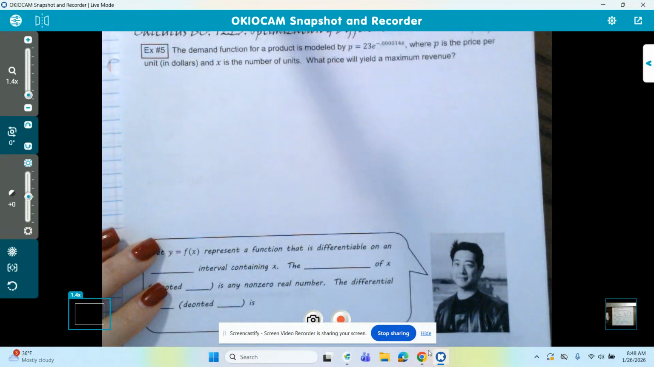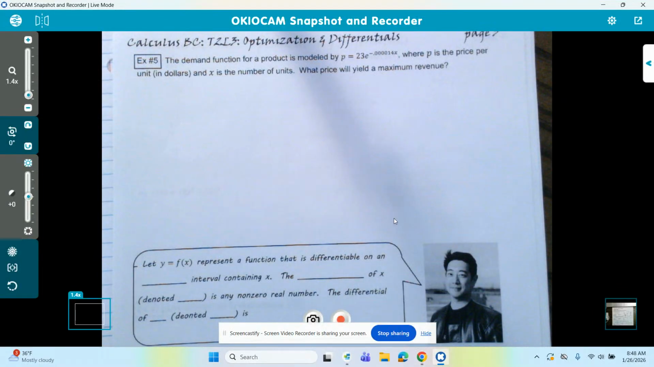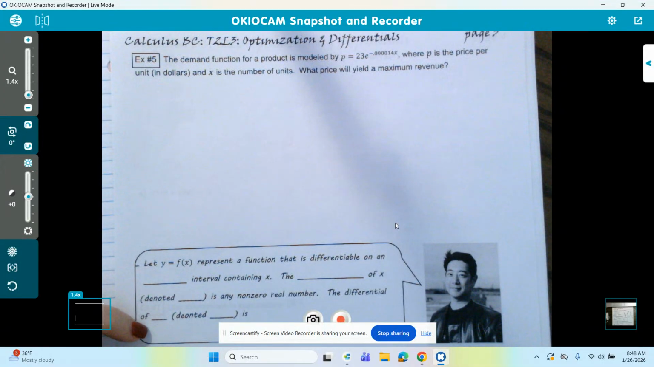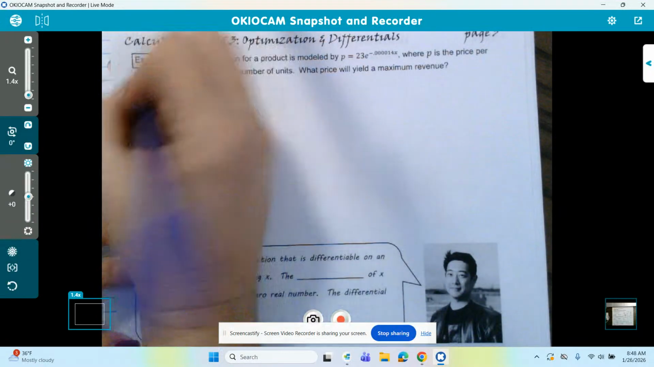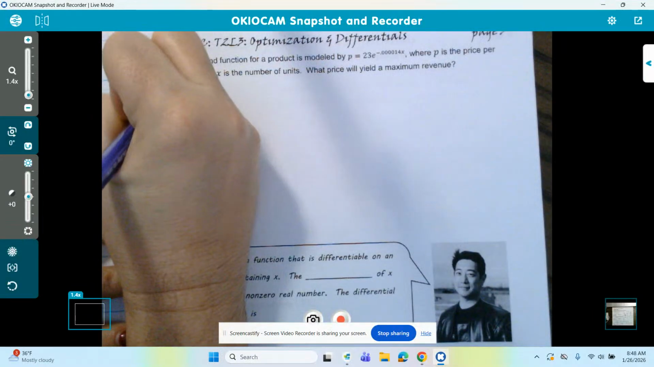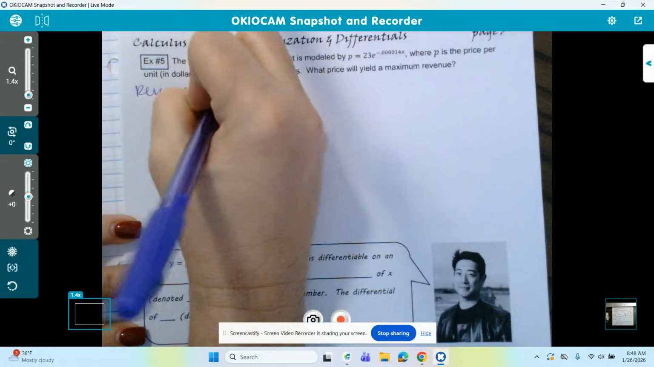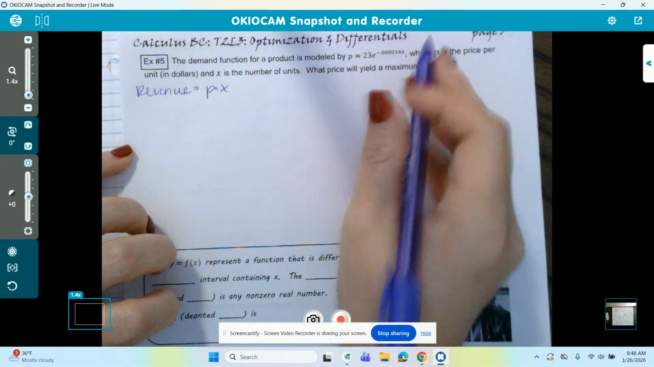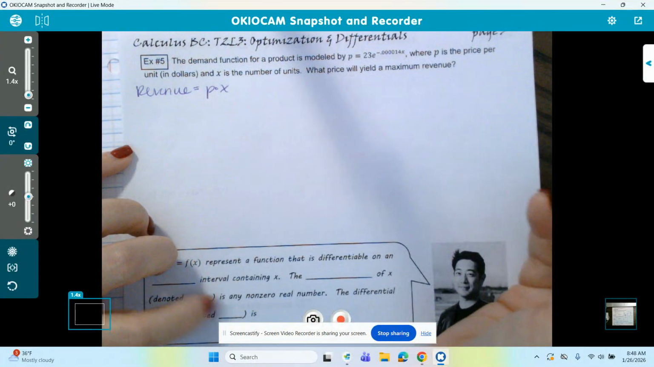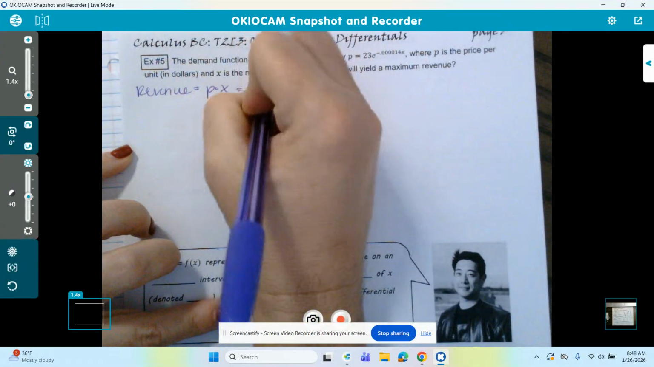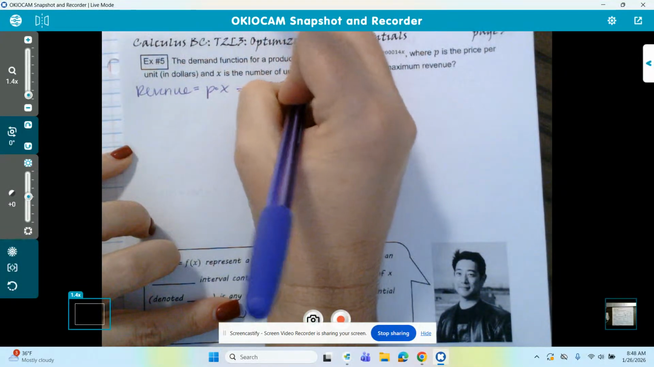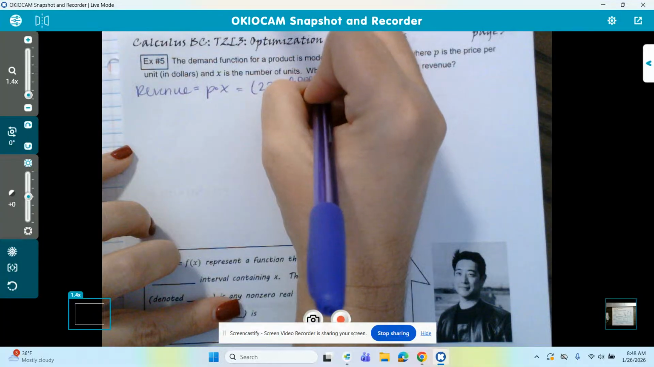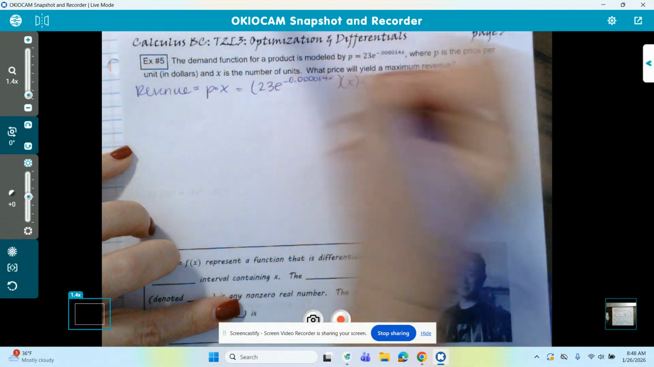Okay. Example number 5, the demand function for a product is modeled by P equals 23e to the negative 0.0001234014x, where P is the price per unit in dollars and x is the number of units. What price will yield a maximum revenue? Okay, well, we know revenue is going to equal P times x. So price times the number of units gives you your amount. So that's going to be 23e to the negative 0.0001234014x times x.